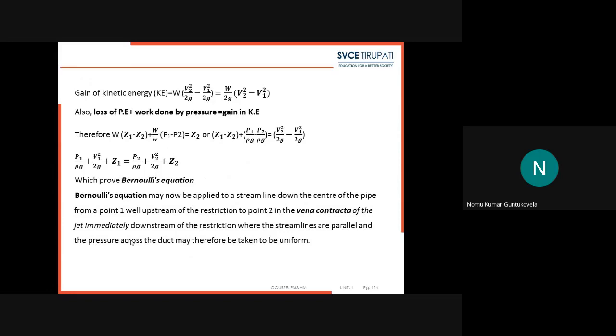Okay, so based on this, we have some GATE problems. So we can go through this.